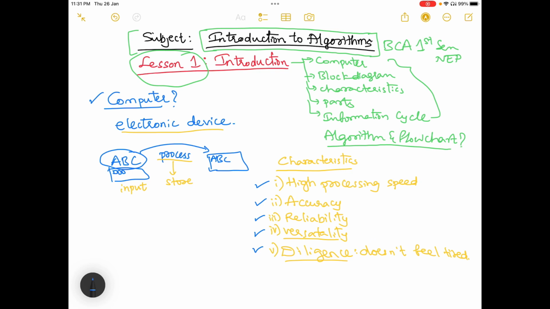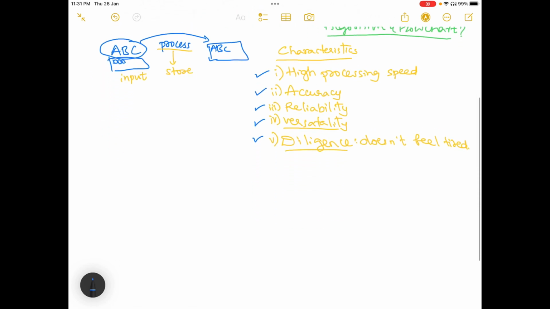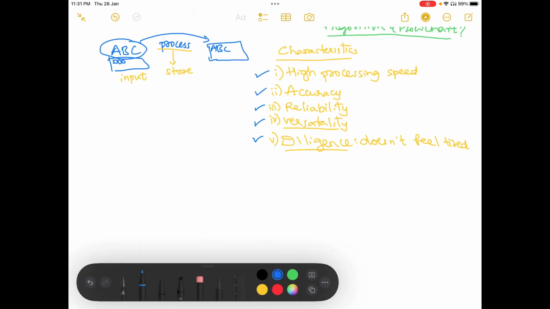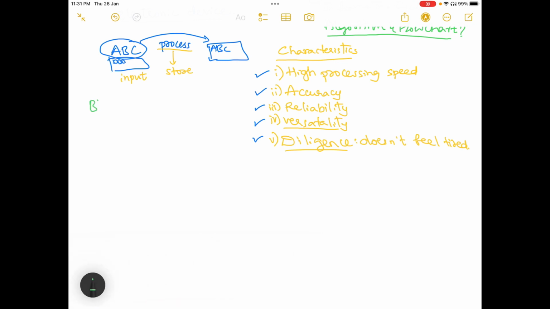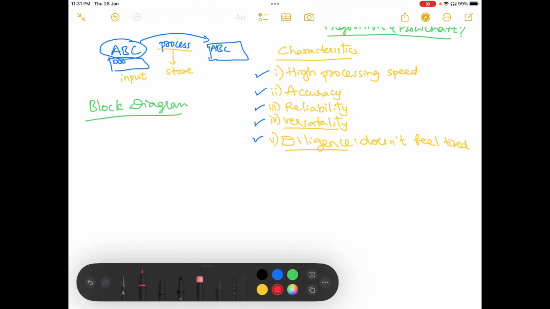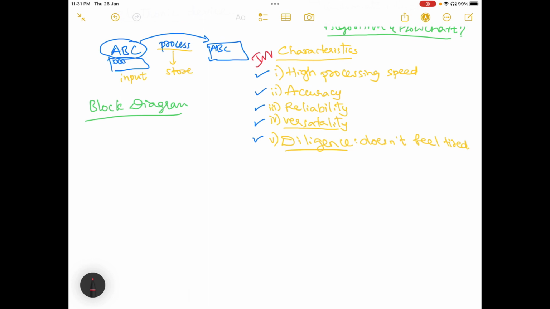Hope it is clear. Now, let us move on to the next concept, that is the block diagram of the computer. So this is very, very important for the exam, block diagram of the computer, and characteristics is also important. So you can mark the characteristics as IMP, important, and the block diagram is also important for the examination.